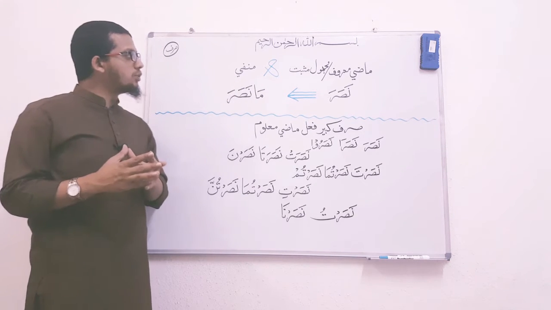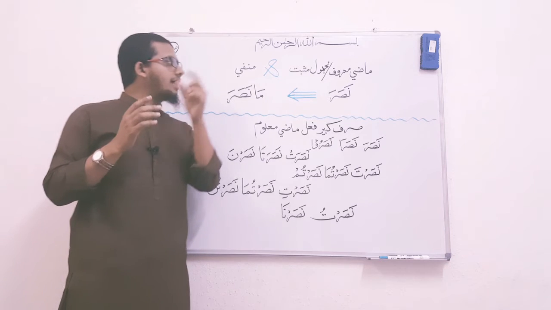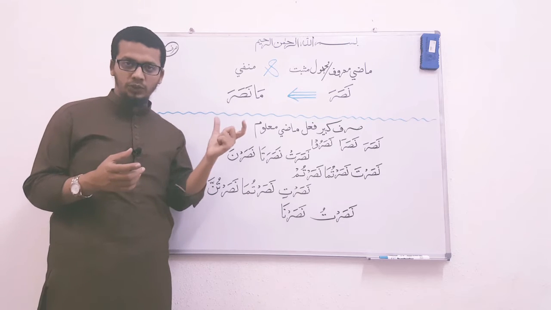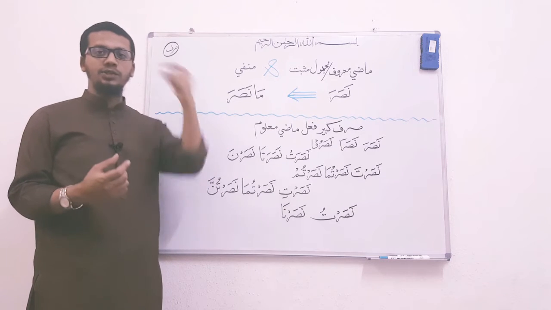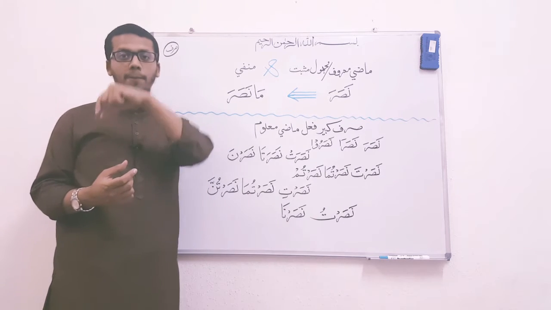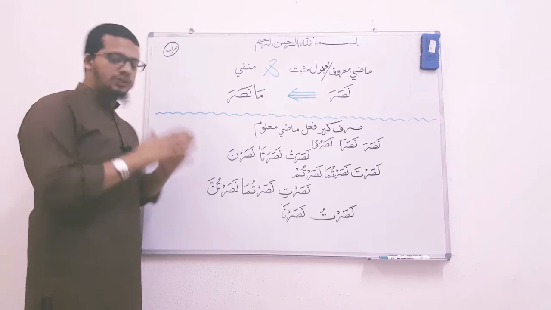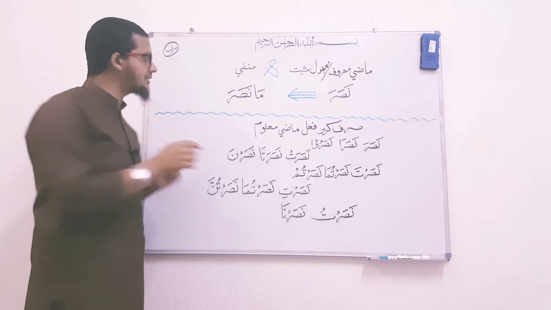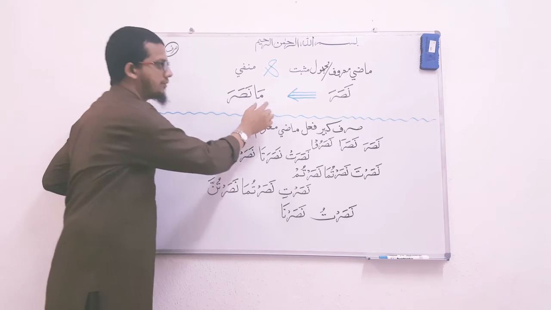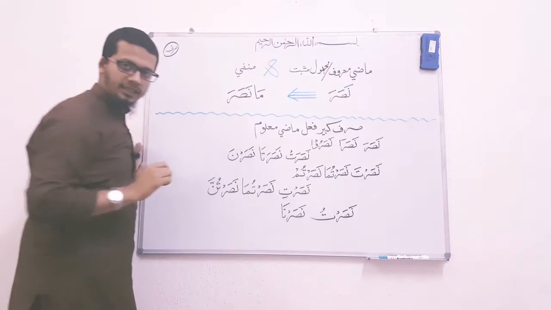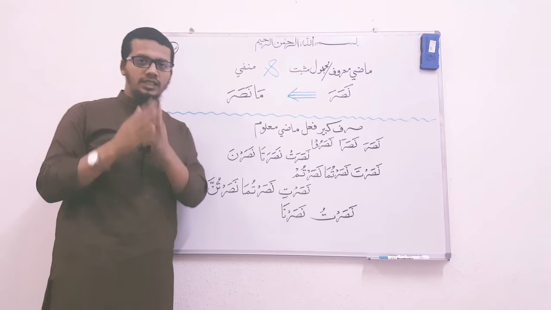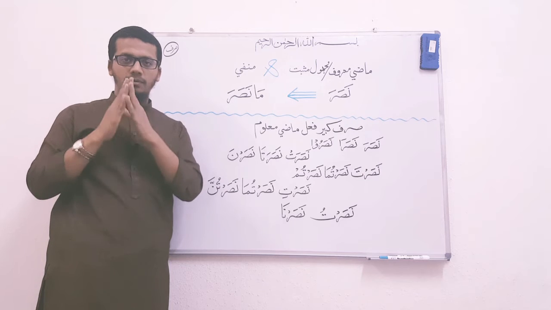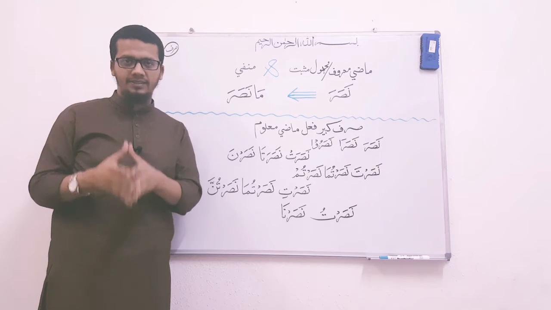So what we need to know today is how we are going to turn a Madi Maruf or Majhool Musbat into a Madi Maruf or Majhool Manfi. It's very simple. All you need is just one particle, and that is ma. For example, we have Nasara. Nasara is Sigha for Wahid Muzakkar Ghaib, for Madi Ma'loom or Ma'ruf, past active tense.